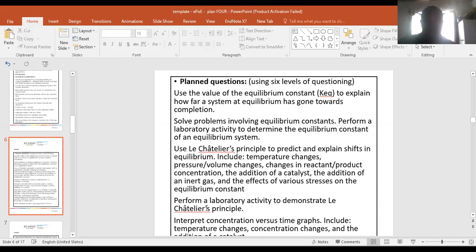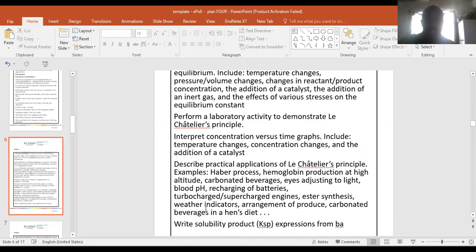We're going to perform a laboratory activity to demonstrate Le Chatelier's principle. We're going to interpret concentration versus time graphs, including temperature changes, concentration changes, and addition of a catalyst. We're going to describe practical applications of the principle. Examples: the Haber process, hemoglobin production at high altitude, carbonated beverages, the eye adjusting to light, blood pH, recharging of batteries, turbocharged and supercharged engines, ester synthesis, and indicators.